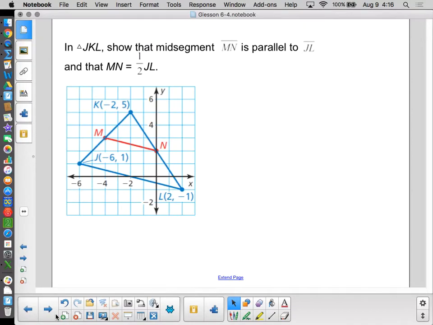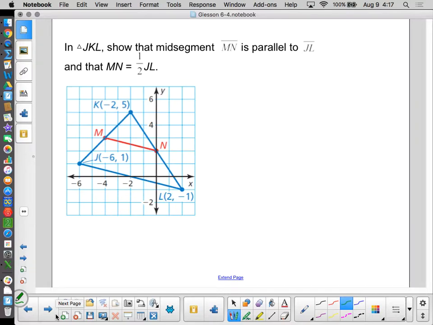Midsegments are awesome. In the coordinate plane, very easy to work with. How do I find the midsegment? I find the midpoints of the two sides, I connect them. Okay? If it says show that it is that, I literally have to find the slopes of MN and JL, and I have to find the lengths of MN and JL. So we start using slope and distance formulas, but we aren't finding equations of lines or where they intersect, which is a lot easier. So I have to start by finding the coordinates of M and N.